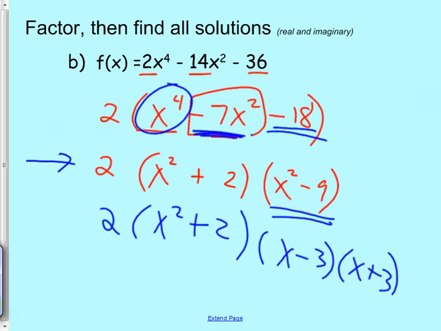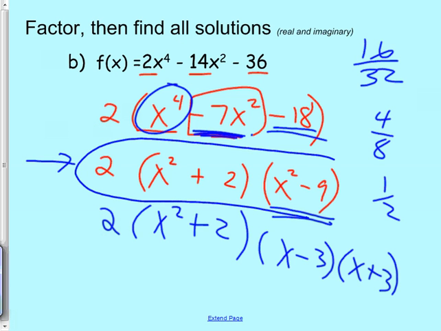If you leave your answer as, well, if it starts out at 16 over 32, it's good if you bring that down to 4 over 8, but that's not reduced all the way. You're supposed to reduce it all the way to 1/2. Well, this is factored, but it's not factored all the way. That's factored all the way. And now, what are my answers?